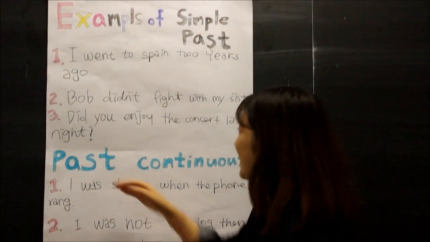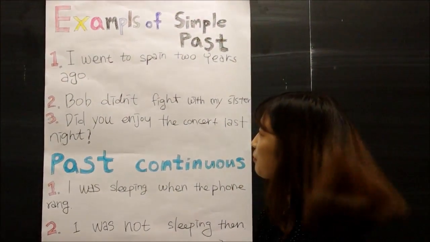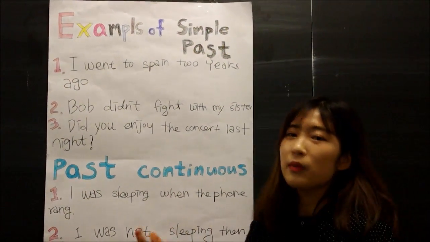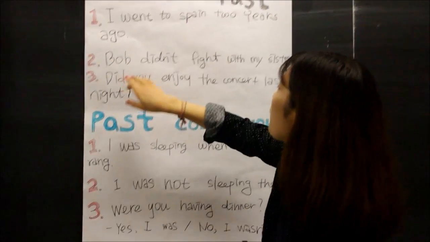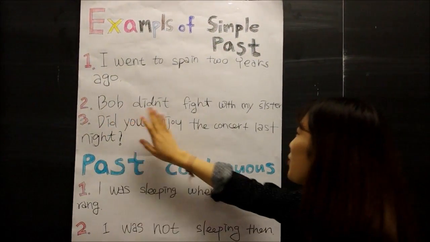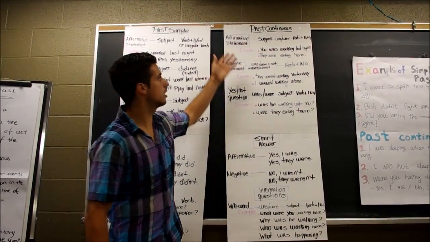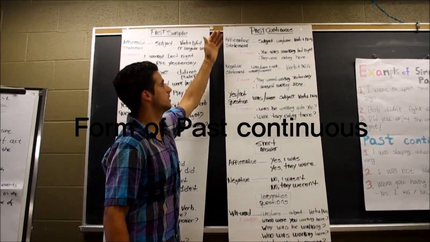And next, did you enjoy the concert last night? We can also make a question, so we change the verb and subject, and we can use did you enjoy? So now I am going to talk about the past continuous. Let's start with the affirmative statement.